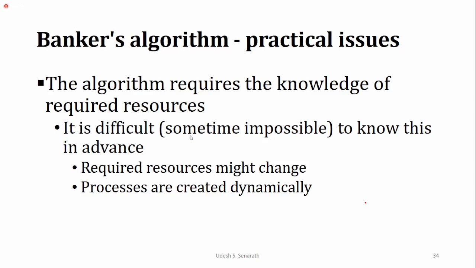All the required resources are not available sometimes. Therefore, we cannot determine whether the state is safe or unsafe because we don't know the particular requirements, the total number of requirements. It is difficult, sometimes impossible, to know this in advance. Required resources might sometimes change according to the situation, and also processes are created dynamically. Not like in the first example where we see processes A, B, C, D. Processes are created when needed. Therefore we can't.